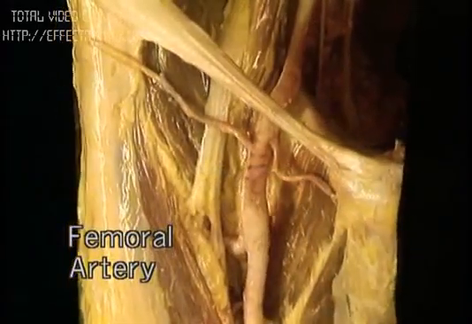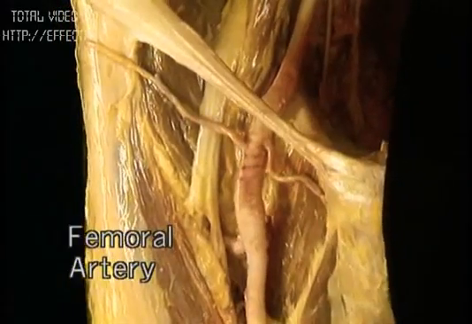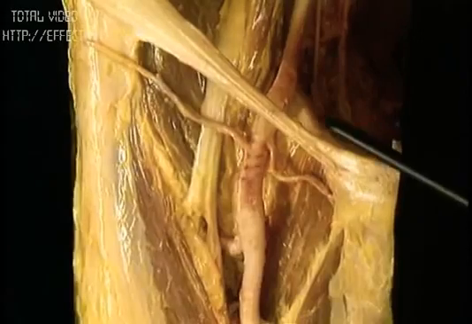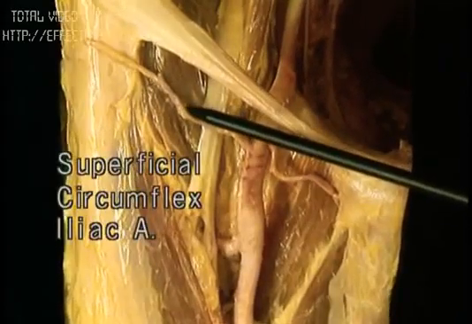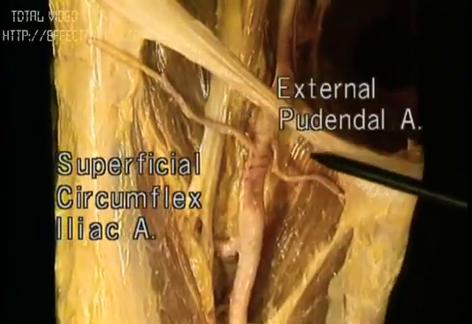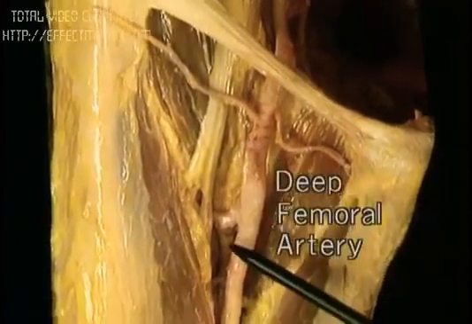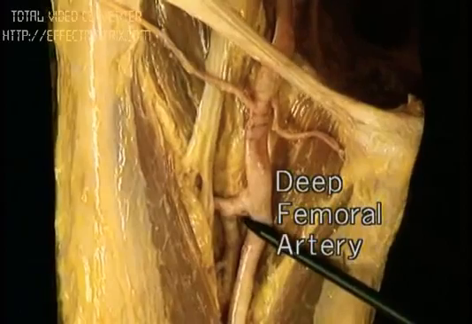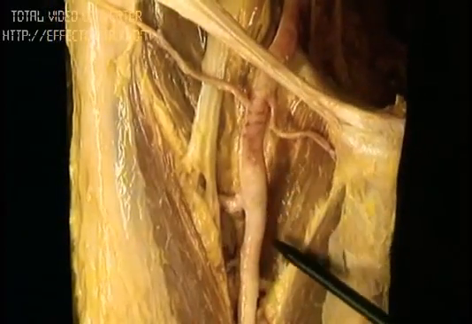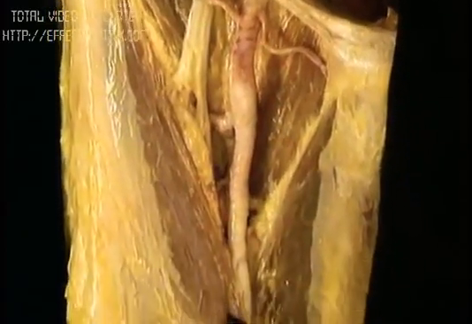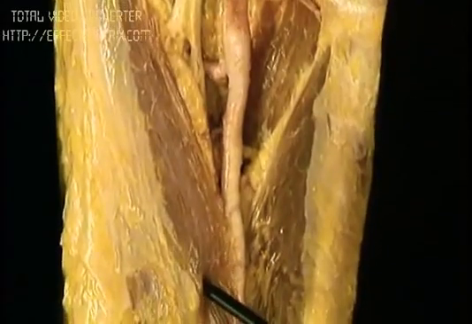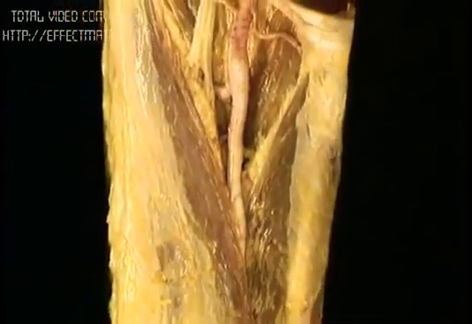The femoral artery gives off two small branches and one large branch. The small branches are the superficial circumflex iliac, which runs laterally, and the external pudendal, which runs medially. The large branch is the deep femoral artery, which we'll look at in a minute. The femoral artery itself runs downward and passes beneath the sartorius muscle. We'll follow its further course in the next section of this tape.